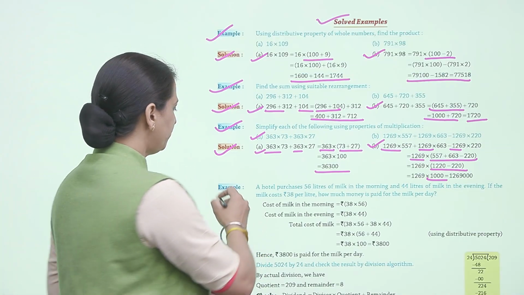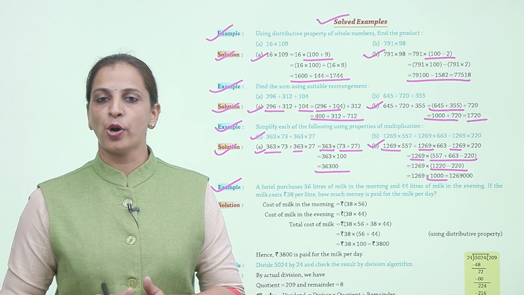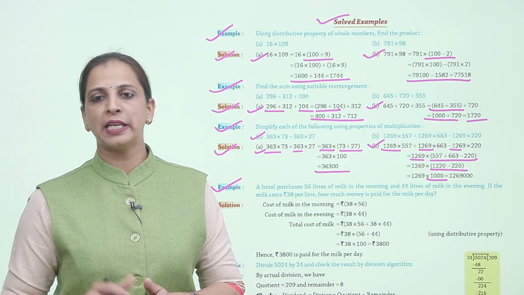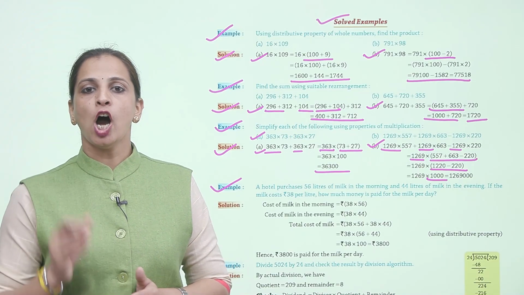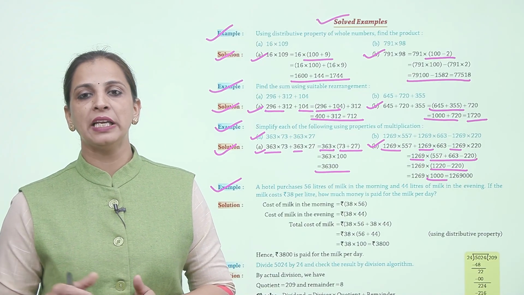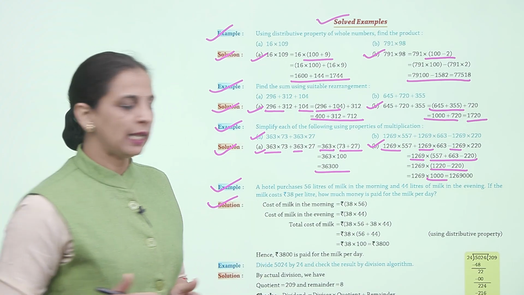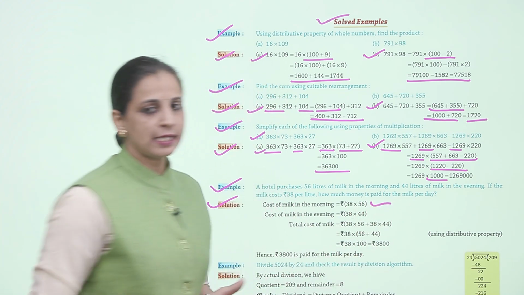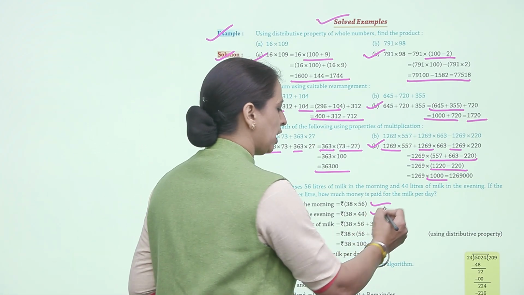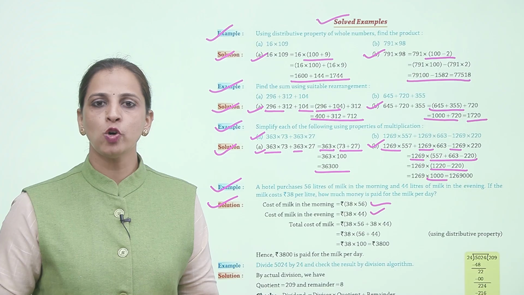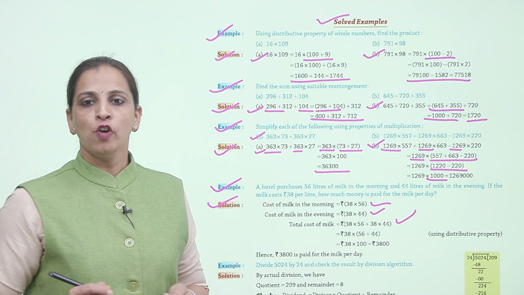Now next example. A hotel purchases 56 liters of milk in the morning and 44 liters of milk in the evening. If the milk costs rupees 38 per liter, how much money is paid for the milk per day? Let's do the solution. What is the cost of milk in the morning? 38 multiplied by 56 liters, and the cost of milk in the evening is rupees 38 multiplied by 44. Total cost of milk is 38 multiplied by 56 plus 38 multiplied by 44.